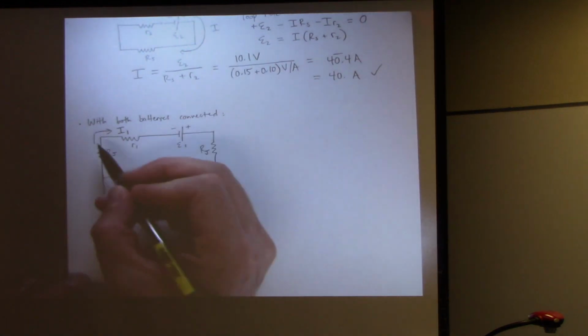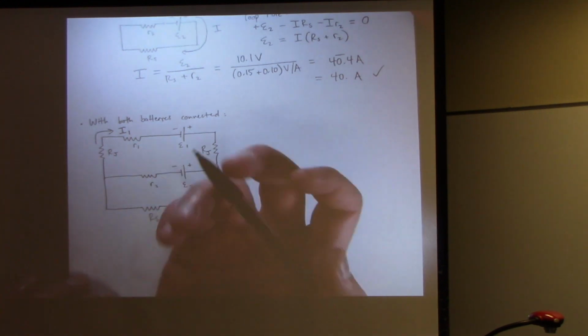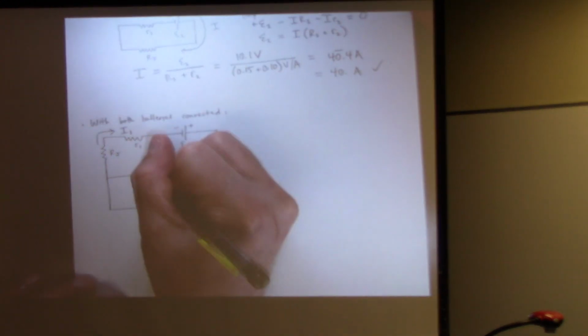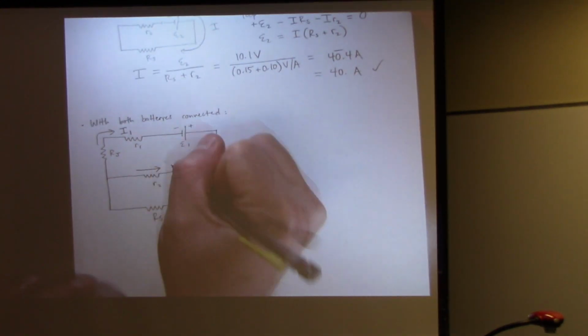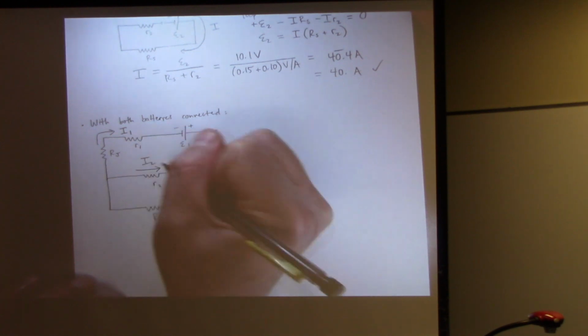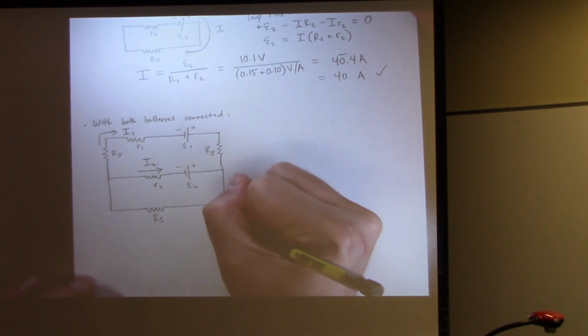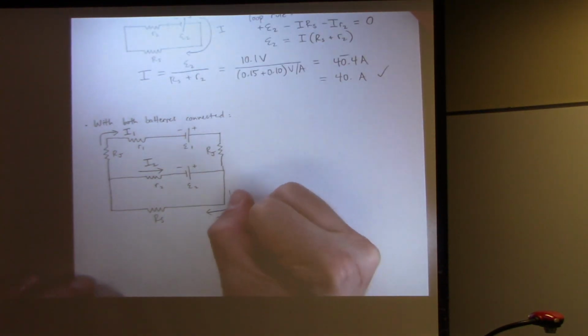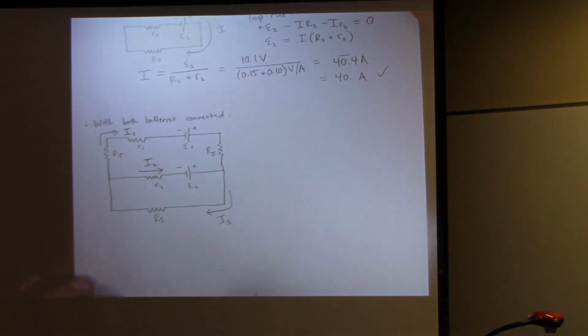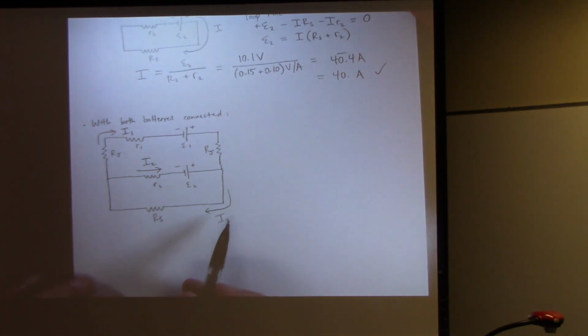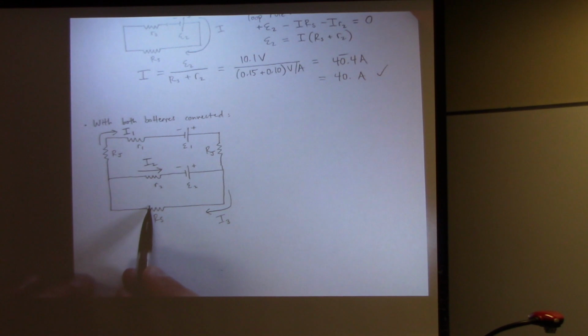And let's just arbitrarily say it's going clockwise. There's I2 in this middle portion of the circuit. Let's just say it's going to the right. And then there's I3 right over here in this bottom portion of the circuit. And keep in mind, I3 is exactly what we're solving for. We want to know how much current is going into this starter motor. So ultimately, we want to find I3. And those are the three currents.